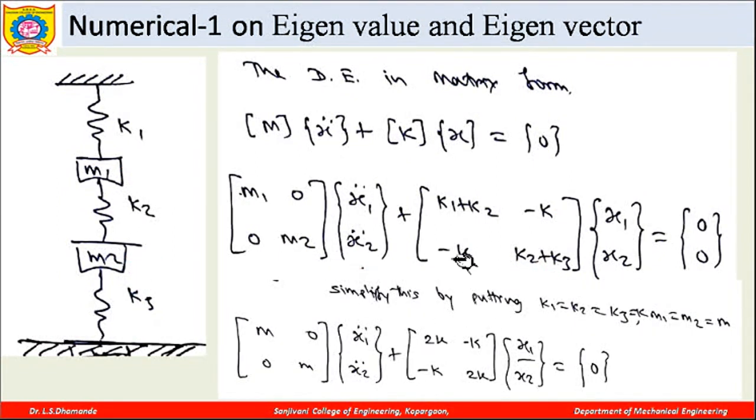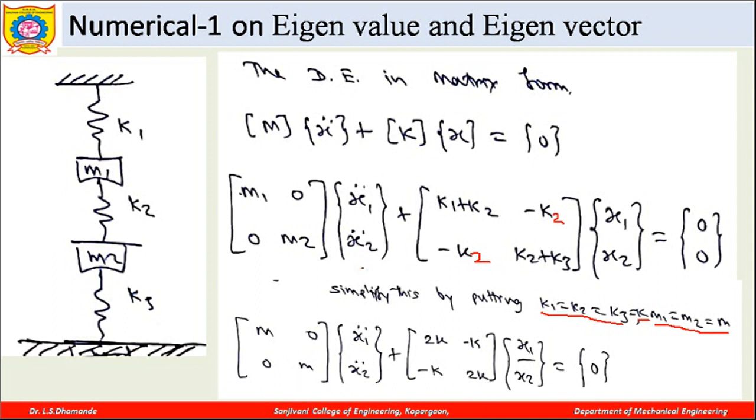we are simplifying this above equation, wherein this k1 and k2 are there. We will write it in terms of only k by keeping this k1 equal to k2 equal to k3 as k, and similarly m1 is equal to m2 is equal to m. So m1 m2 will be replaced by m here, and all these stiffnesses are replaced by only a k. So it is k1 plus k2, it becomes 2k. Similarly k2 plus k3 becomes 2k, and this is minus k. Okay, so this is the way you will get this particular equation expressed in terms of mass and stiffness matrix.